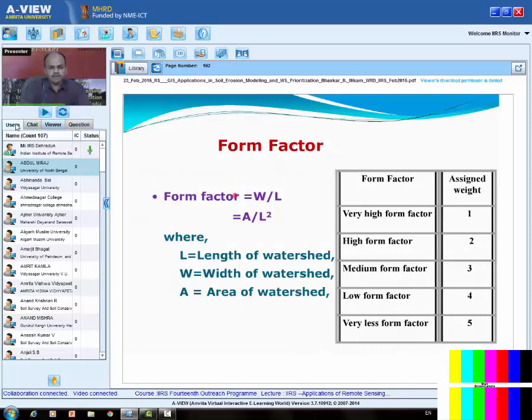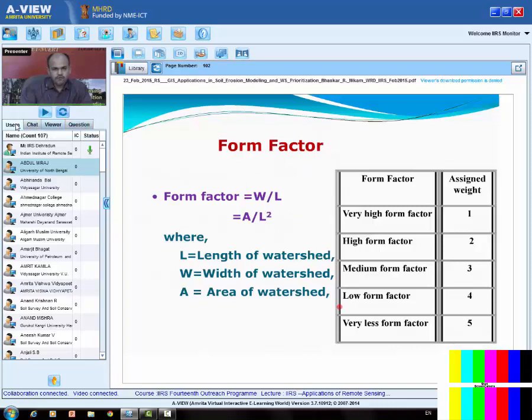Now the form factor. Form factor is nothing but the ratio of width of watershed by length of watershed, and if the form factor is very high, less priority is given, and if the form factor is very low, higher priority is given. As you can see, it's a ratio of width by length. If width is less and length is high, the form factor will get a very low value. If width is more and length is less, the time for a particle to travel from this point to the channel will be more.